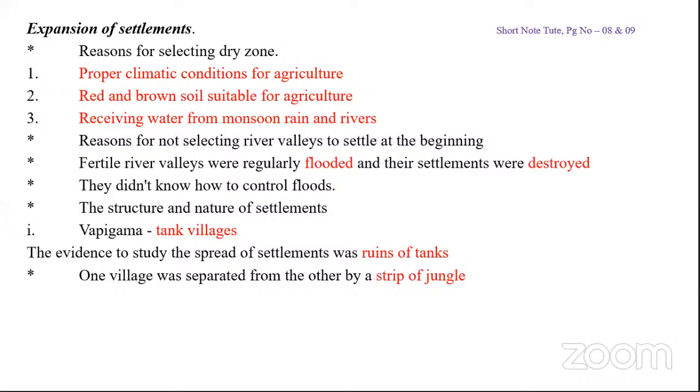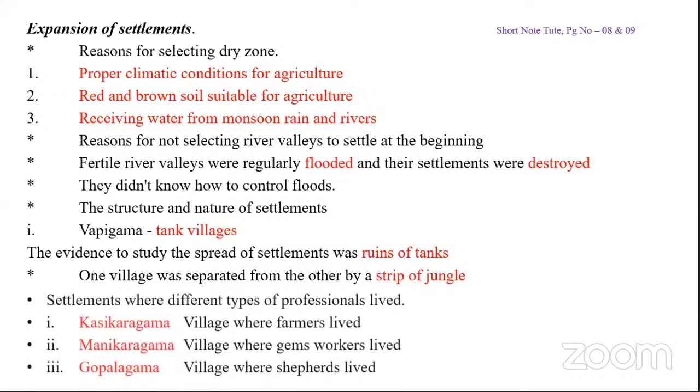One village was separated from the other by a strip of jungle. Not like now. Now every village is interconnected. That means after this village, another village, and after that village, another village. But in olden days, two villages were isolated. They were isolated units. So in between two villages, there were strips of jungle.